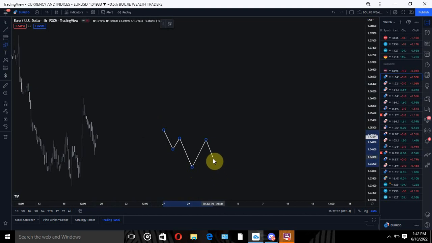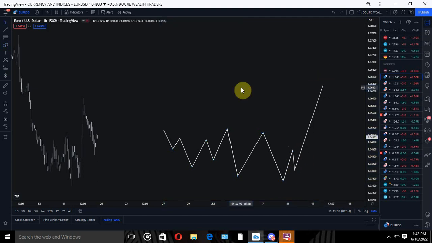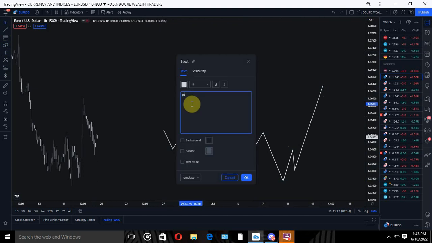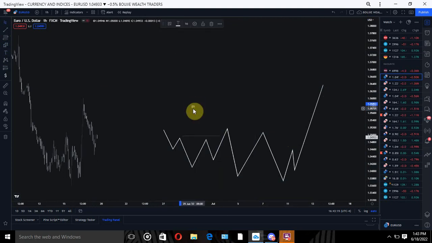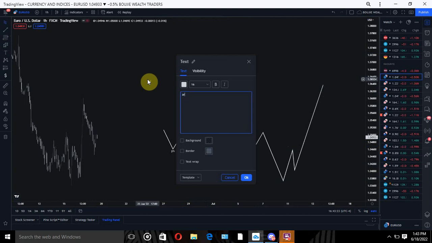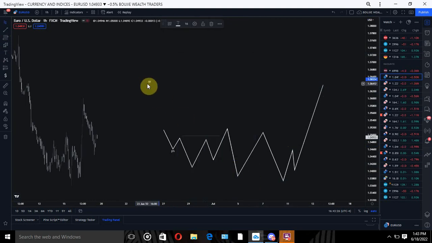This is our accumulation phase, right? This is our preliminary support. We have this preliminary support here. We have our automatic rally.